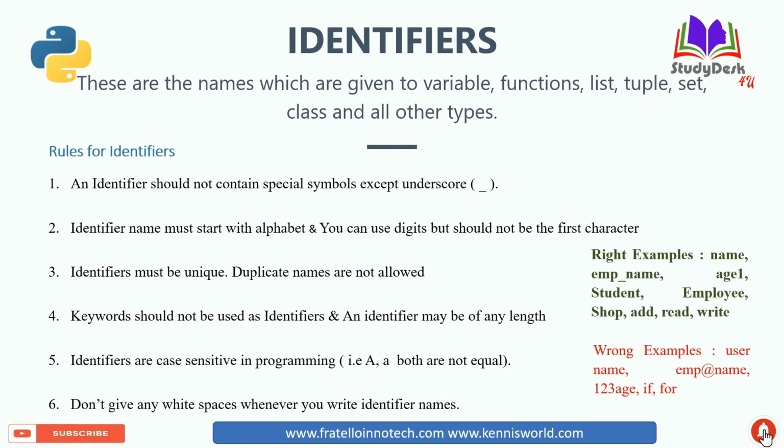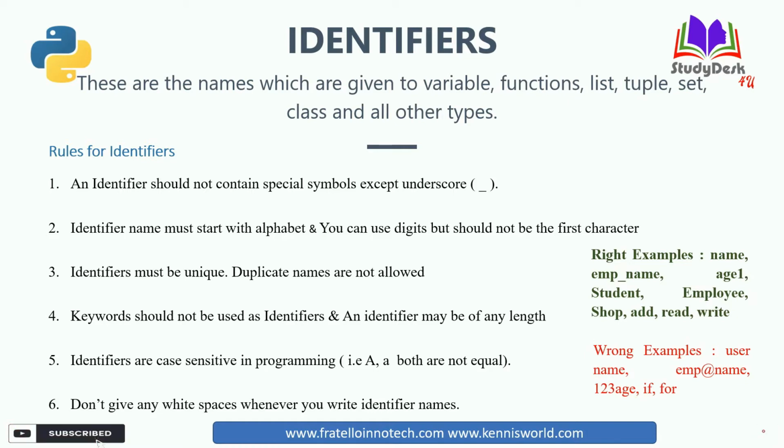So what are those rules? The first one is, an identifier should not contain special symbols except underscore. That means whenever you want to write any name, you should not use special symbols like @, dollar, dot, or something like that. And an identifier name must start with an alphabet and it can contain numbers but not as a starting value. That means identifier names must always start with alphabets like A, B, C, and it may contain digits but not as the first character.